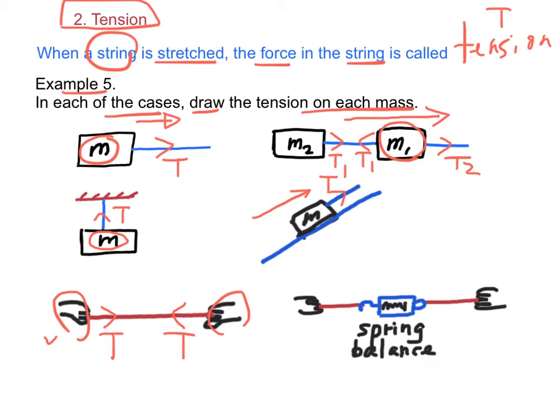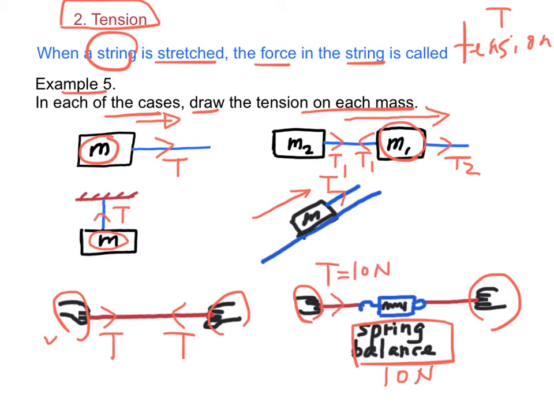Now, if the string is connected to a spring balance as shown, and the strings on both sides are being pulled by the hands, if the spring balance reading is 10 Newton, that means the tension acting on the left hand is equal to 10 Newton, and the tension of the string acting on the right hand is also equal to 10 Newton.